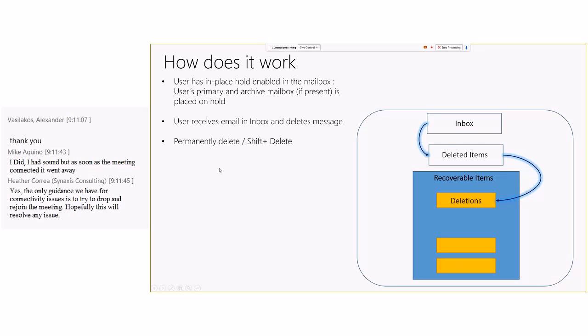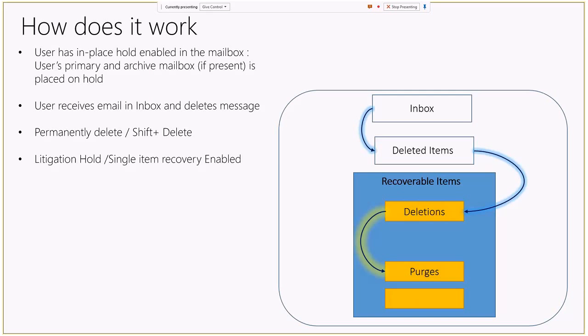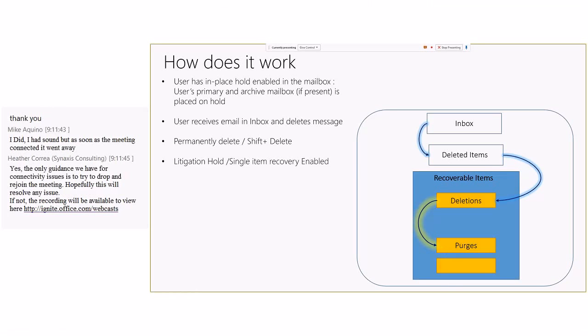We have a process in the Exchange server called Managed Folder Assistant, MFA, I'm sorry. What happens is when the Managed Folder Assistant runs on the mailbox, a lot of things can happen. If the user has litigation hold or single item recovery turned on, the items in the deletions folder will be moved to the purges folder, and will be placed there permanently until litigation hold or single item recovery is turned off.